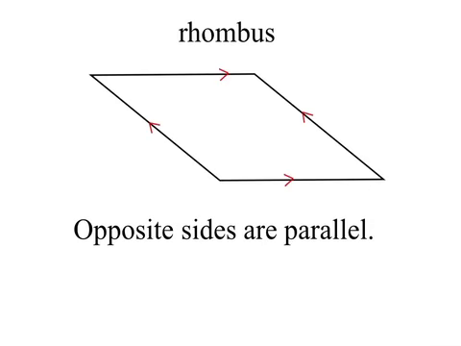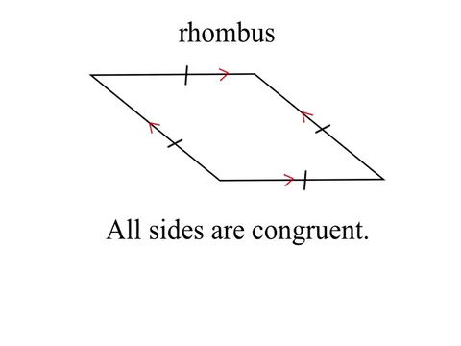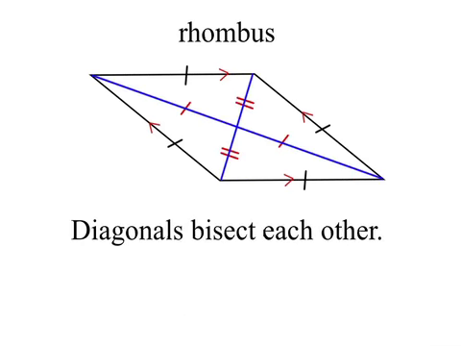Opposite sides are parallel, just as they are for all parallelograms. Opposite sides are congruent, just as they are for all parallelograms. But what's special about the rhombus is not only are the opposite sides congruent, but all four sides are congruent, so we can adjust our markings to reflect that. Opposite angles are congruent, and any pair of consecutive angles are supplementary.